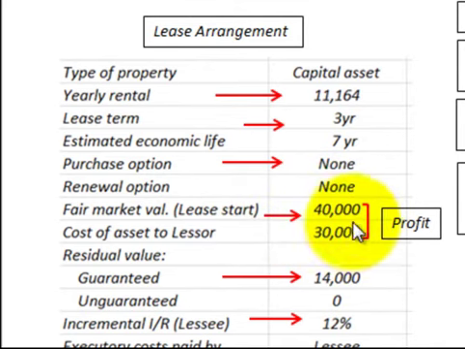So we have a difference here. The fair market value is greater than the cost of the asset to the lessor, so there's going to be profit in this lease. So this is where we're going to determine if it's a sales type lease.